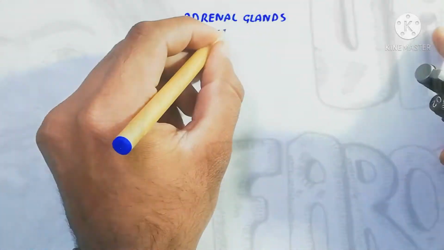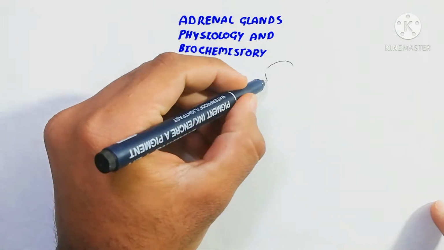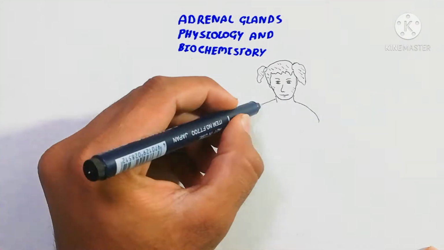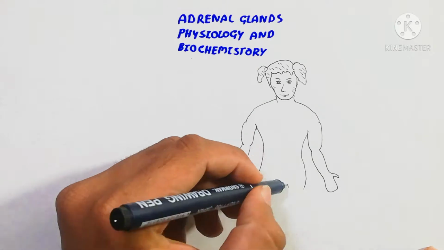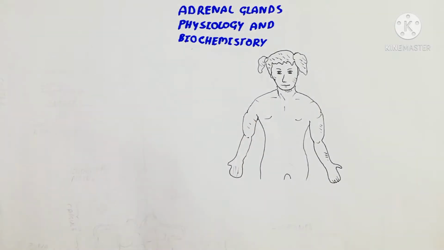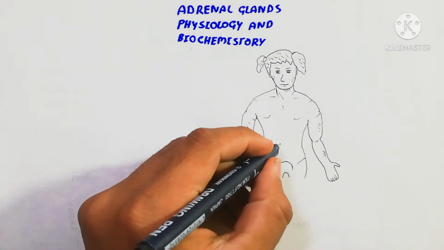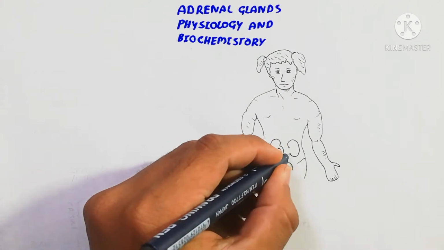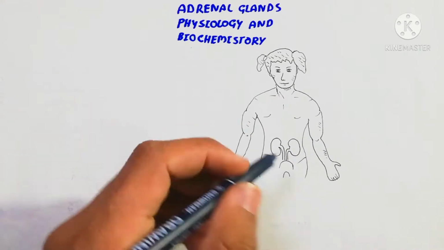So today we will discuss the adrenal gland, its physiology and biochemistry. We will also discuss the aspects of its anatomical structure. The adrenal glands are present as a pair in the upper part of the kidney. So that's the two adrenal glands.